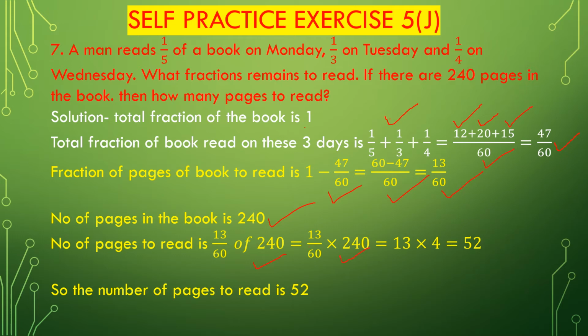Now cancel 60 with 240. We know 60 multiplied with 4 is 240. Now we get 13 multiplied with 4 is 52. 52 pages. So number of pages to read is 52. So we get fraction of pages to read is 13 divided by 60, and number of pages to read is 52.